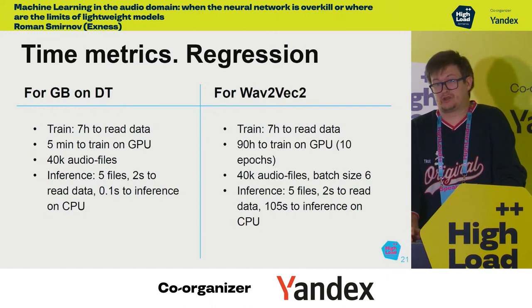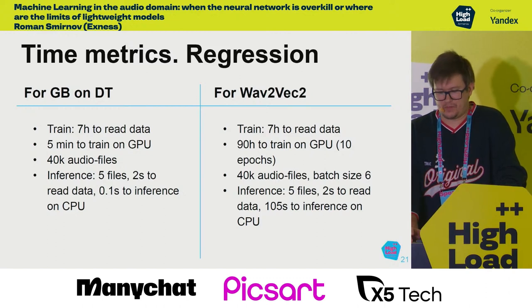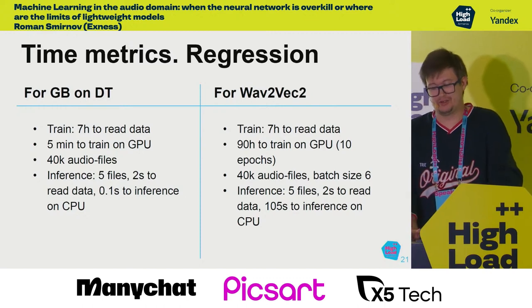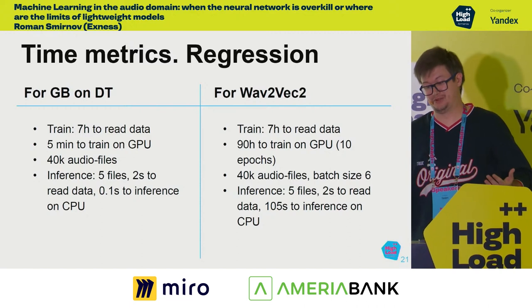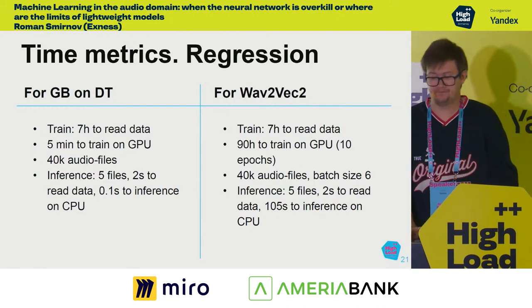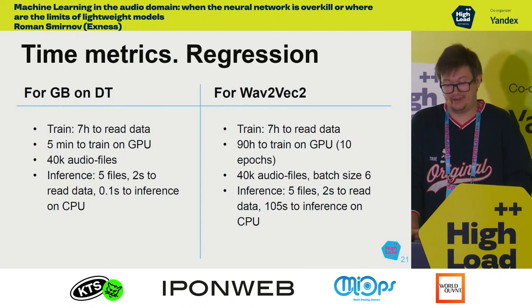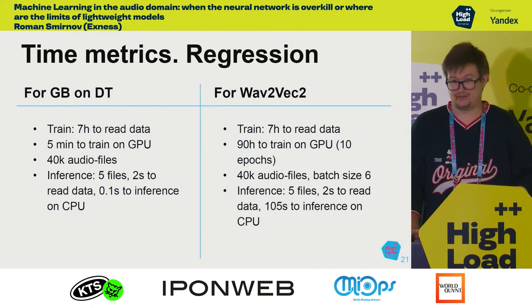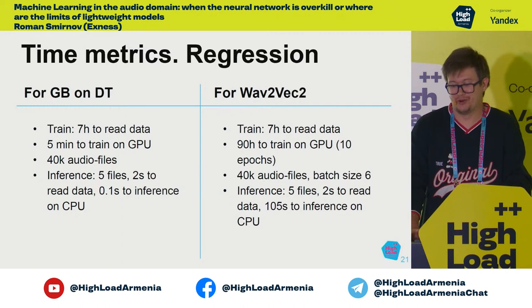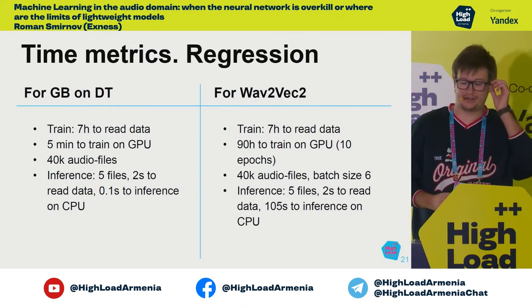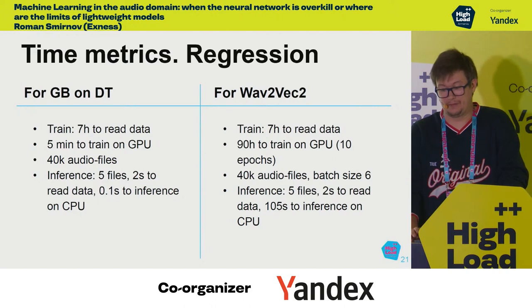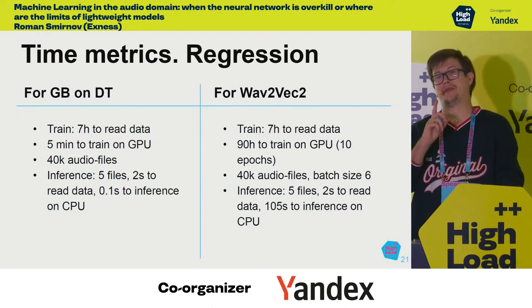What about the regression task when we had to score our candidates? On this task, we had a much bigger dataset, so it took much more time to train this model. You can see that the inference time is basically the same because the architectures of these models are basically the same. But for training, again, 40,000 files for gradient boosting took like 5 minutes to train on GPU. For wav2vec, this huge architecture, we spent around 100 hours. It's incredible.